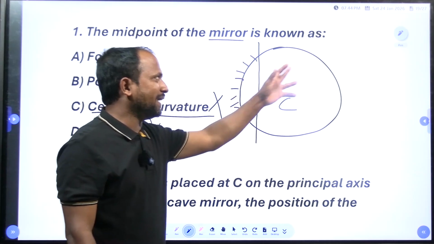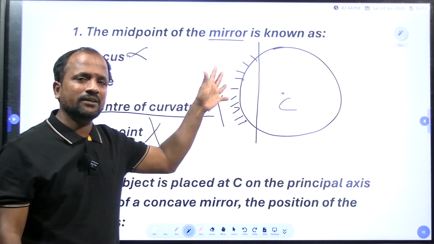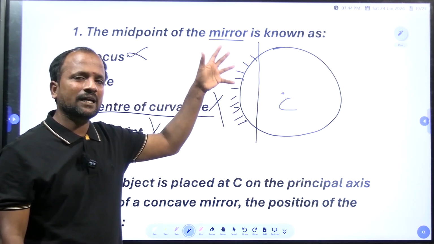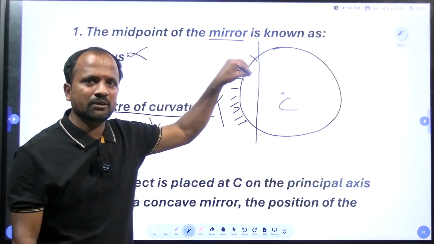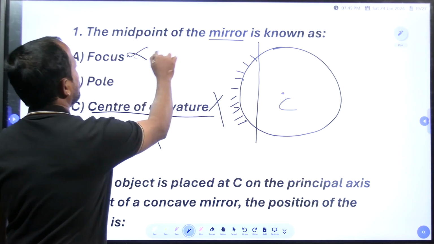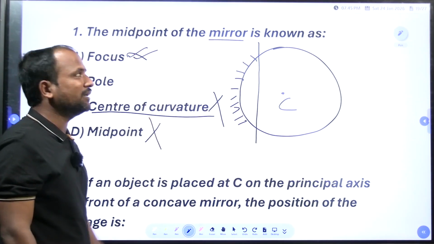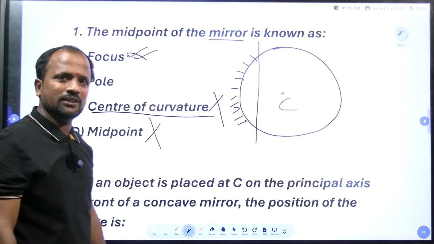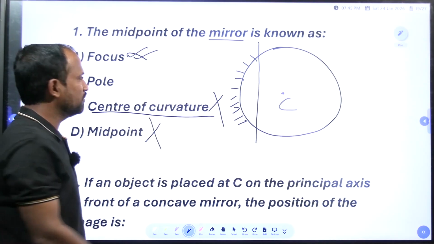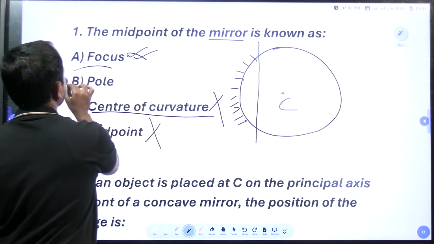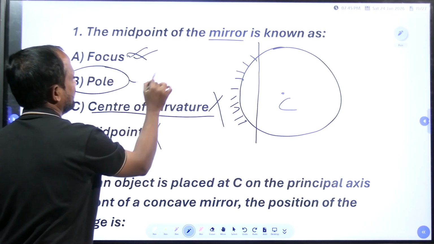That parallel beam of light is going to be incident on it. After that, all the parallel beam of light is going to be focused at one particular point. That is called a focus. But here, "midpoint of a mirror is known as a focus" - no, wrong. So right here, pole is the correct answer.